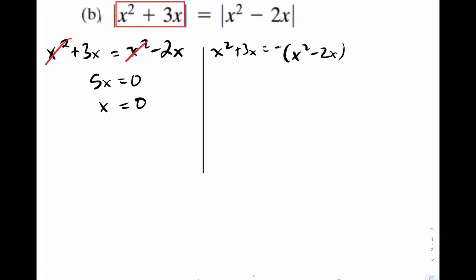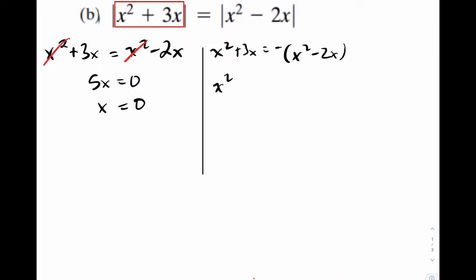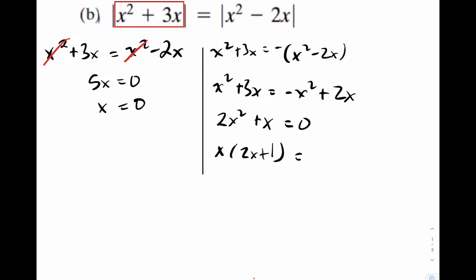So now let's solve the right side. We have x squared plus 3x equals negative x squared plus 2x. Let's subtract it and add it. So 2x squared plus x should equal 0. We factor out an x. 2x plus 1 should equal 0. So x should equal 0, or negative 1/2. We put it together. Our therefore is x equals 0, or negative 1/2.